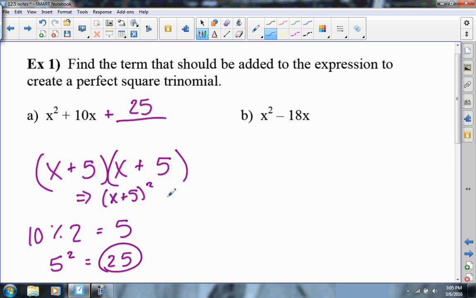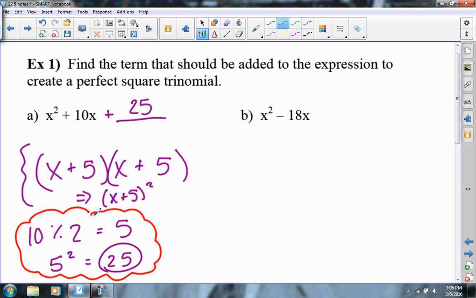So once we take half of 10 and square it, that's the number that gets added on at the end. That's the number that makes it a perfect square trinomial. And then this is how we will factor it. So this part here is just how we'll factor it later on. This part here, this is really the work that you need to do to come up with that term that makes it a perfect square trinomial.